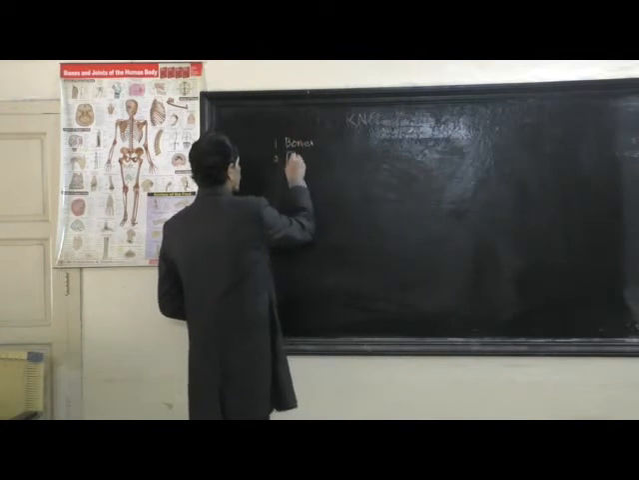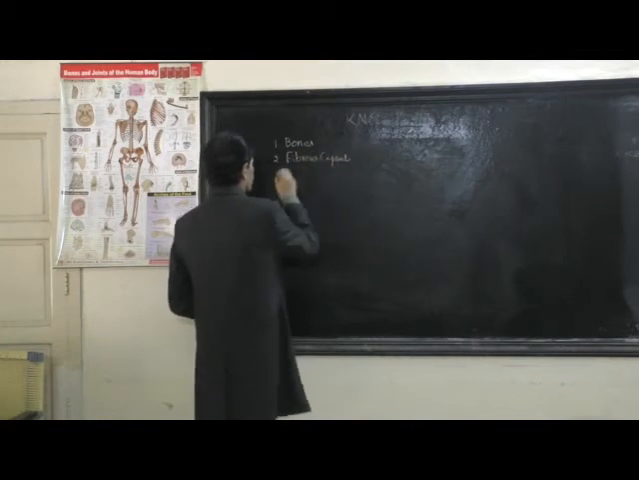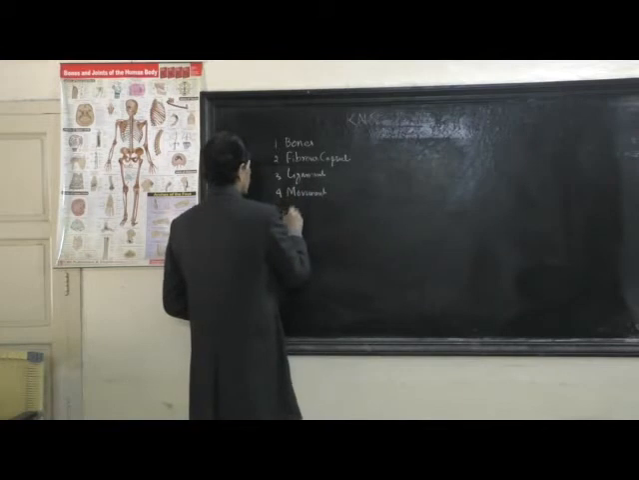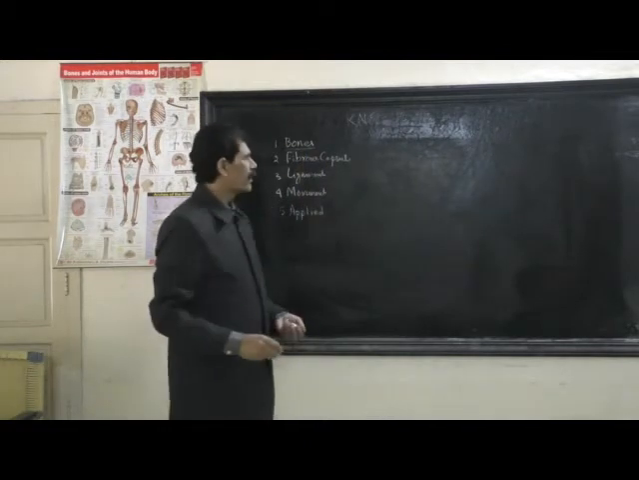Then the attachment of the fibrous capsule, then various ligaments, various movements of the knee joint, and last of all the applied anatomy. So we will take them one by one. First we will take what are the bones which are taking part in the joint formation.